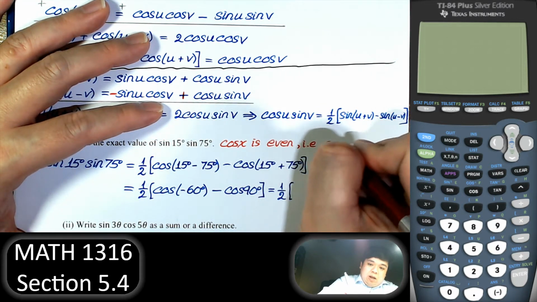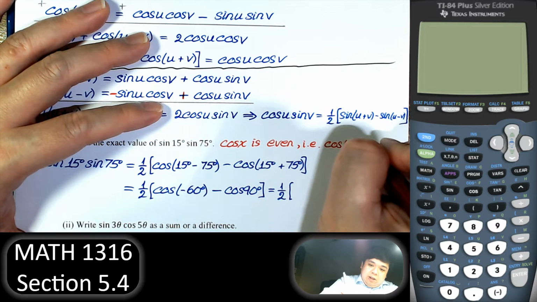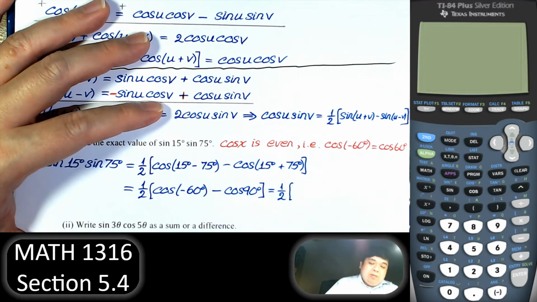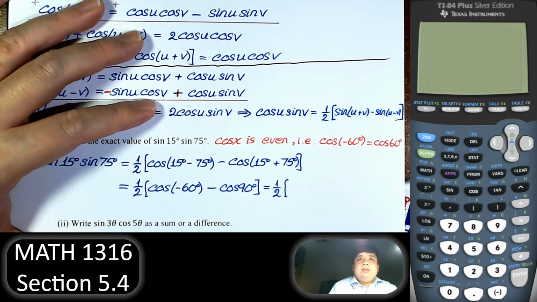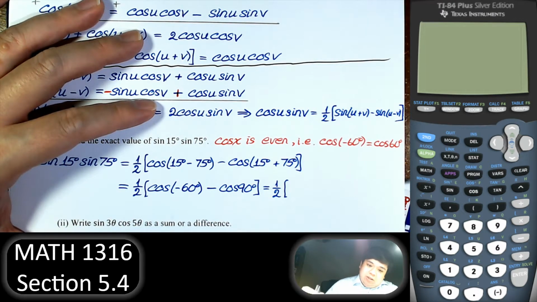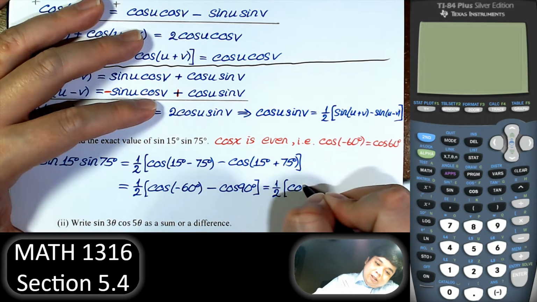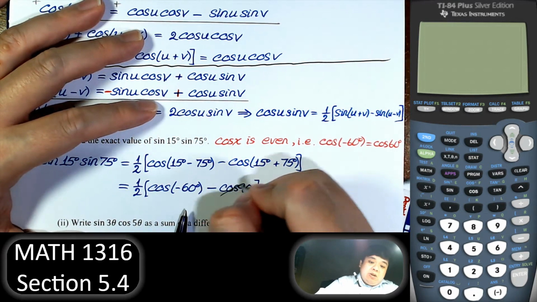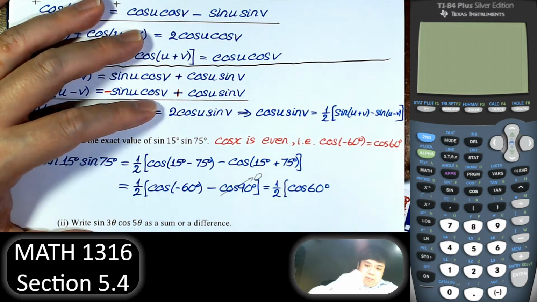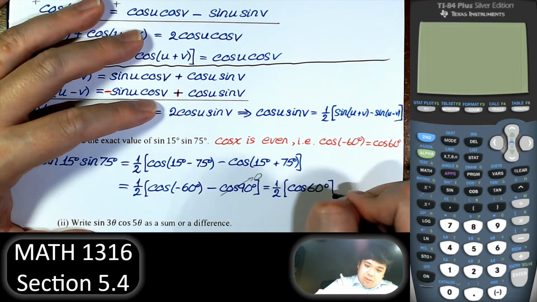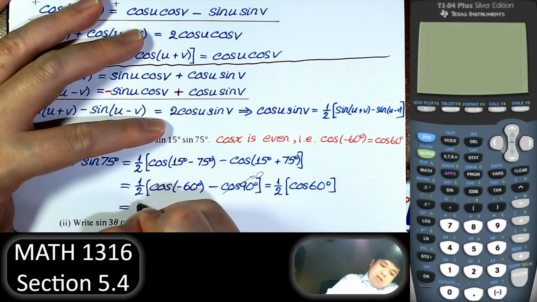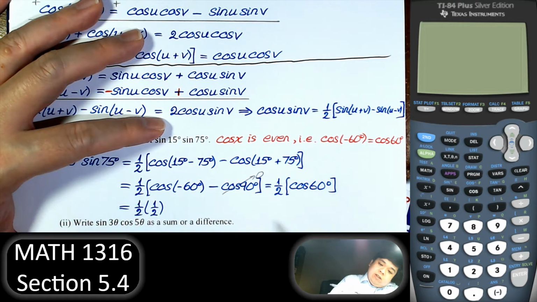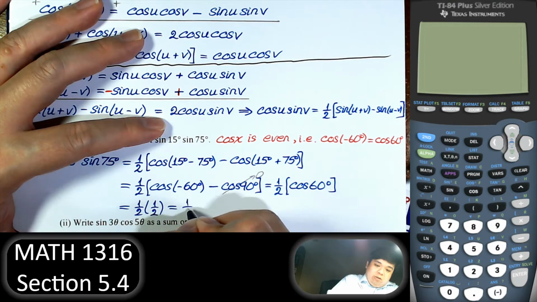Meaning that cosine of a negative is equal to cosine of a positive. So that's just equal to cosine of 60 degrees. And cosine of 90 degrees is 0. So this is 1/2. Cosine of 60 degrees is 1/2. So the answer is 1/4.